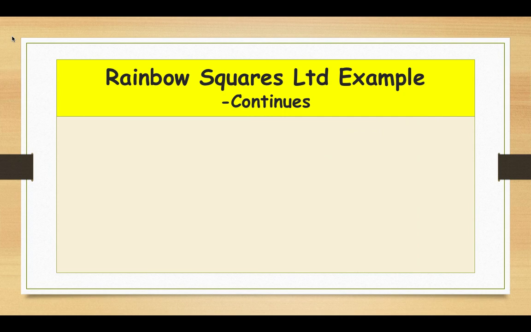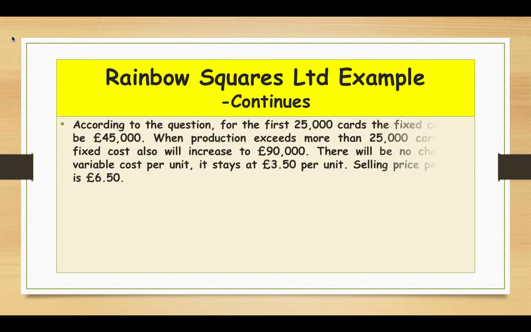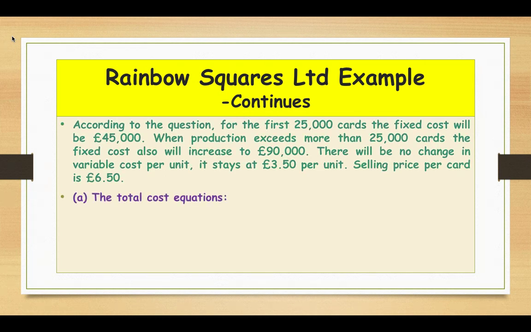Okay, the Rainbow Squares Limited example continues. So we'll see the summary of the question. For the first 25,000 cards, the fixed cost is going to be £45,000. And when the production exceeds 25,000 cards, the fixed cost is going to be 90,000, and we know the variable cost is £3.50 per card, and the selling price is £6.50. Now, the first part of the question, we need to have the total cost equations, because the fixed cost is changing. So our total cost also will change.